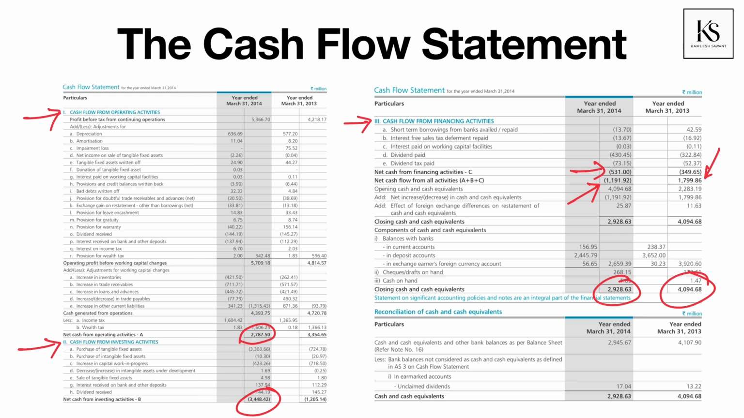Here is an extract from ARBL's cash flow statement. It says the opening balance for the year is 409.46 crores. Well, this happens to be the closing balance for the previous year. Add to this the current year's cash equivalents, 119.19 crores, along with a minor forex exchange difference of 2.58 crores, and we get the total cash position of the company, which is 292.86 crores.